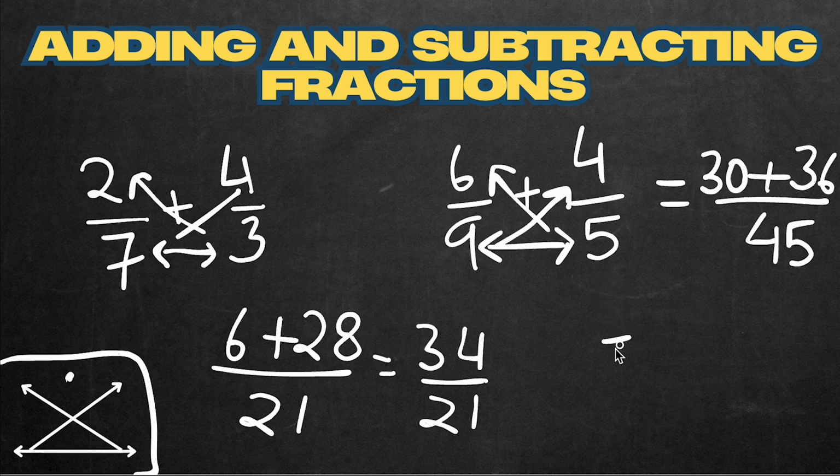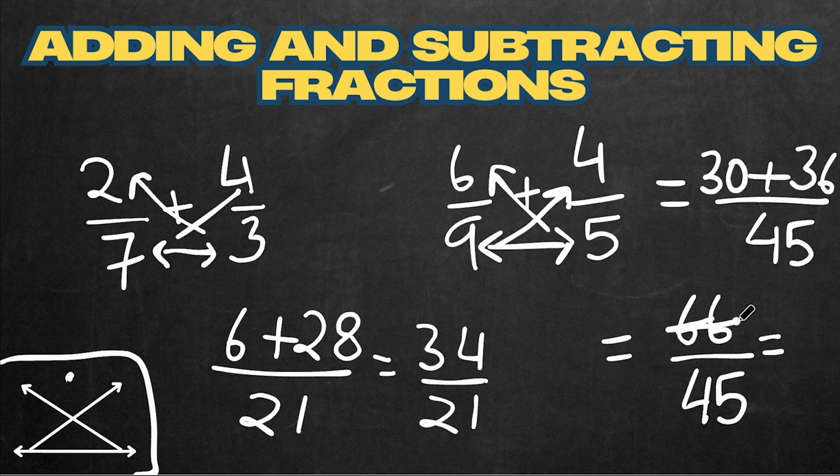And when you add it, it would be 66 over 45. Do you all have the same answer? Great. Do you think that we can simplify it? Yes, both the numbers are divisible by 3. So my final answer will be, if I divide 66 by 3, it is 22, and 45 divided by 3 is 15.